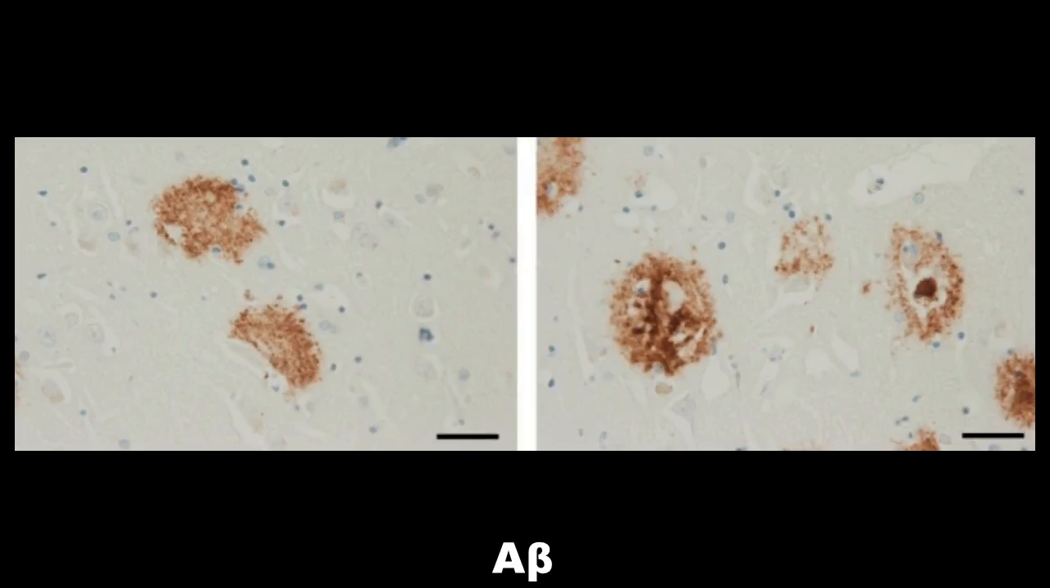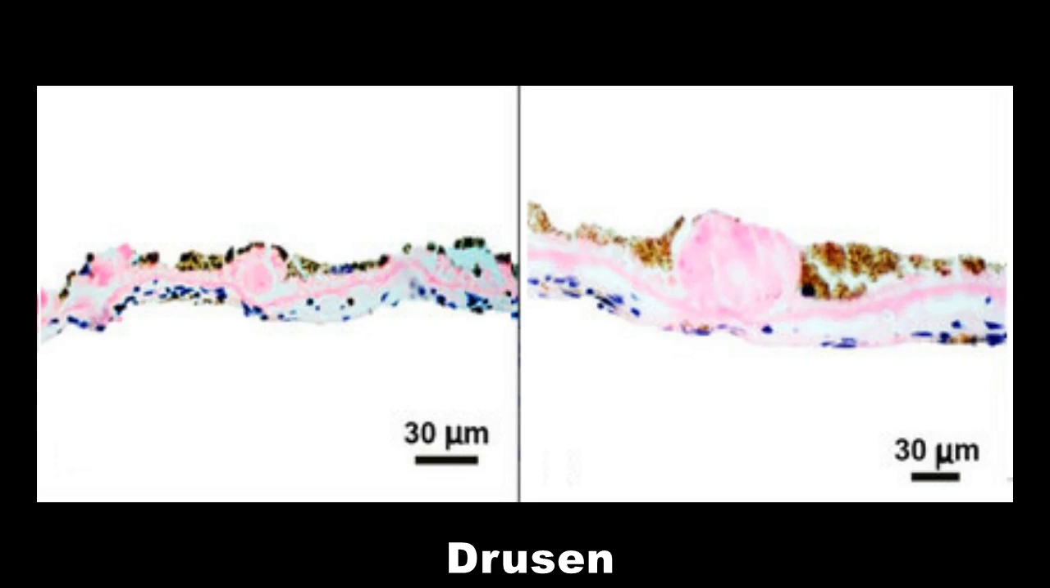Similarly, when we look at the cellular level, we see that the hallmark features of both diseases are extracellular deposits. In Alzheimer's disease, the deposit we talk about is amyloid beta, and in AMD, the deposit we talk about is drusen. Additional studies of these extracellular deposits show similar features between the two, such as the deposition of complement protein.